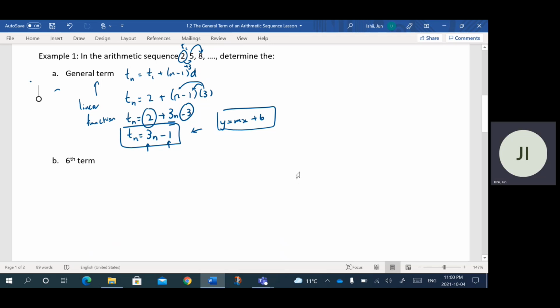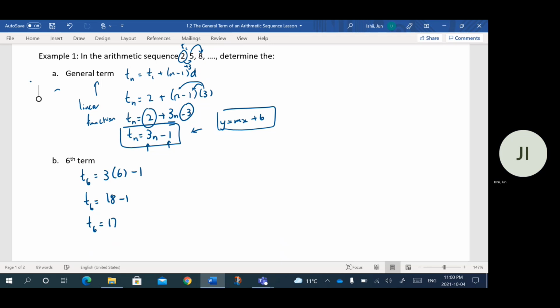All right, cool. So let's say I want to find the 6th term, in other words, T6. Since I found the formula in part A for the general term, what I just need to do here is plug in 6 for the n. So I get 3 times 6 minus 1. The 6th term, T6, is going to be 18 minus 1, which is 17.